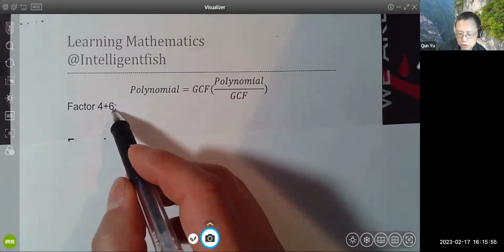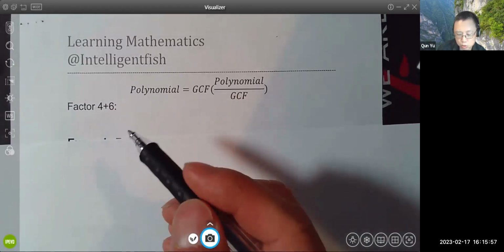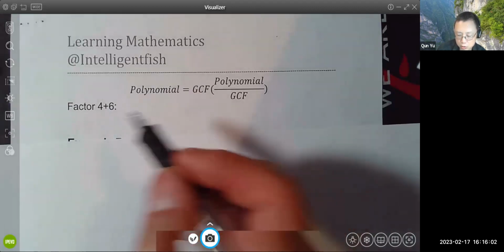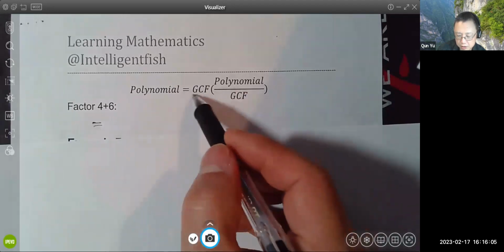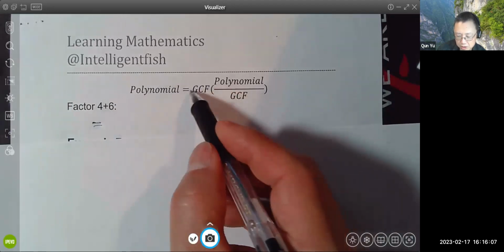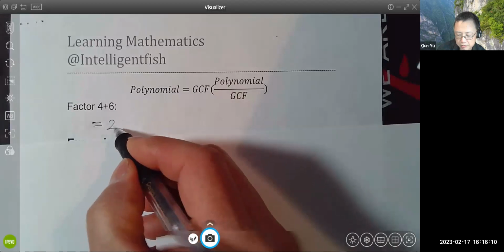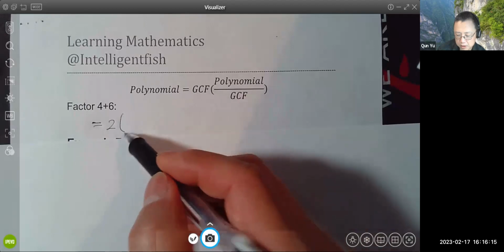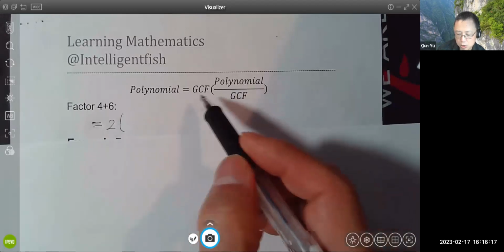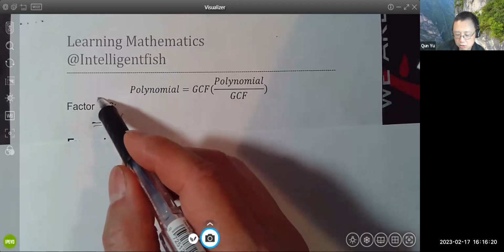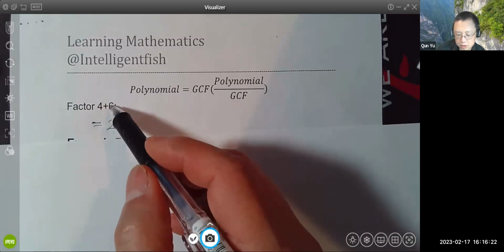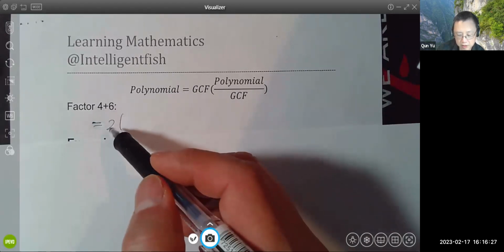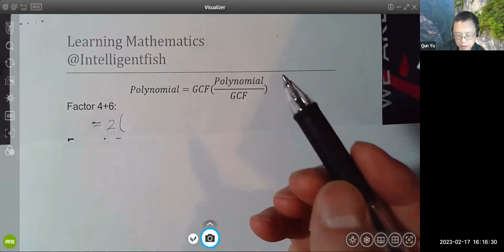Now, if you look at these two numbers, you know they have 2 as the greatest common factor. Okay, so write the greatest common factor first. This polynomial equals the greatest common factor, which is 2. Then using the polynomial inside parentheses, using polynomial divided by this greatest common factor. You're using this whole thing divided by that. It's not using 10 divided by this, okay? Using this whole thing term by term divided by 2 and put the result inside the parentheses.